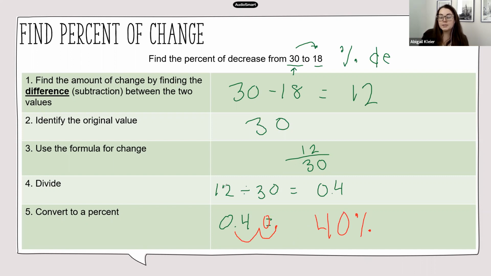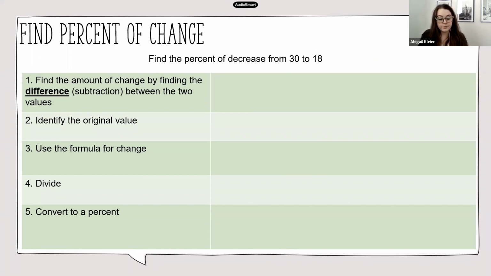All right, so as you can see, whether I'm finding percent increase or percent decrease, my steps are exactly the same. So I'm going to clear this out and we're going to go to IXL to solve some problems together.